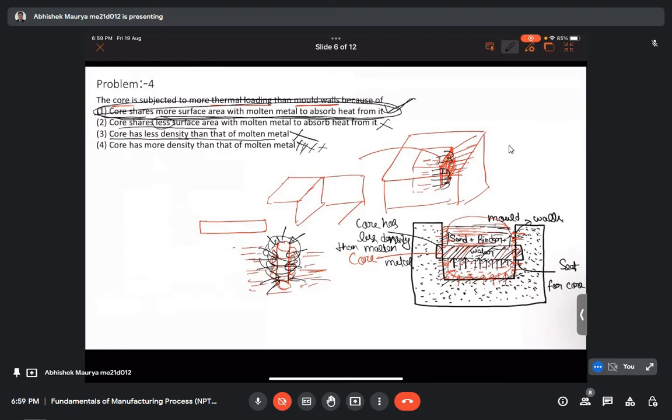So whenever the core is placed inside the molten metal, there are two types of loading: thermal loading and mechanical loading. Thermal loading happens because of the heat transfer from the molten material to the core material, and mechanical loading happens because of the density difference of the core material with the molten material. So here in this question, only the thermal loading part has been asked. So I think I am clear to everyone, but even if any of you have doubt, please unmute yourself and ask.